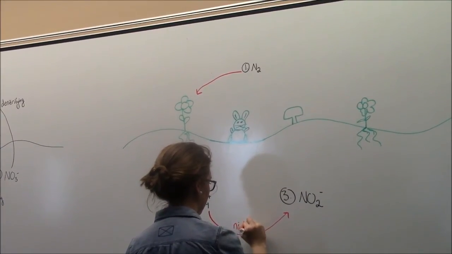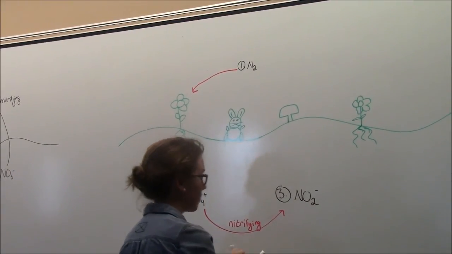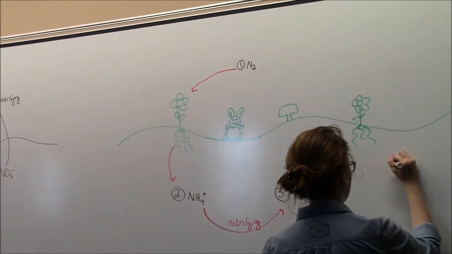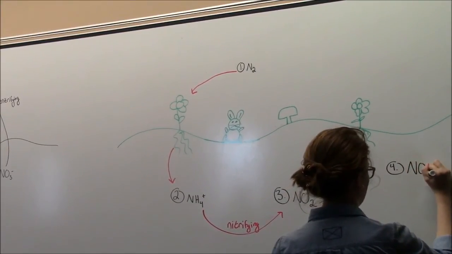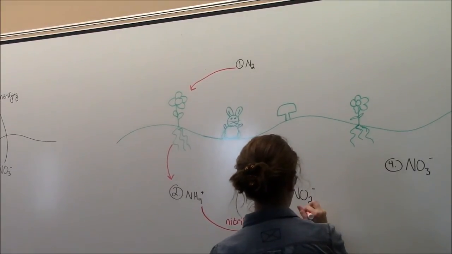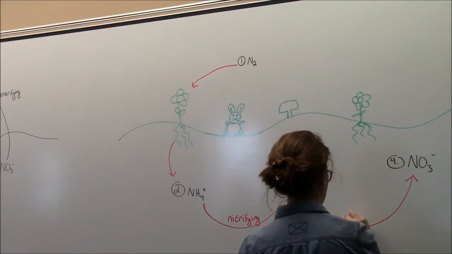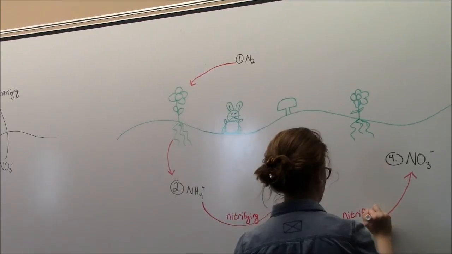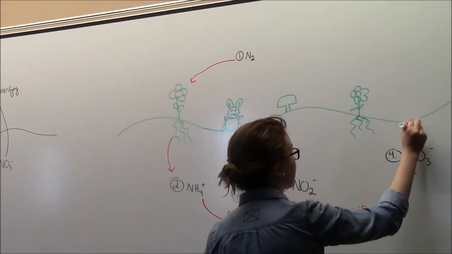Atmospheric nitrogen makes its way back into the air through a process called denitrification. Nitrate, nitrite, and ammonium can be taken up by roots of plants to be used in metabolic processes. When plants die, this nitrogen is taken up by decomposers, like mushrooms, or it can be ingested by animals, like this little bunny. When either the mushroom or bunny die, their nitrogen can be taken up by soil bacteria, and the cycle begins again.